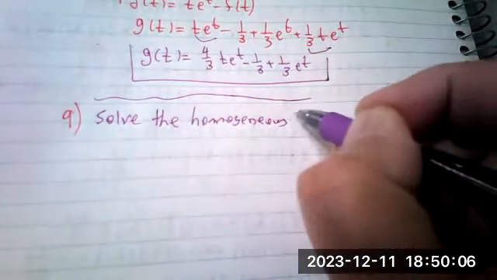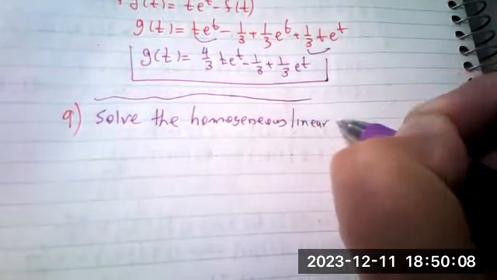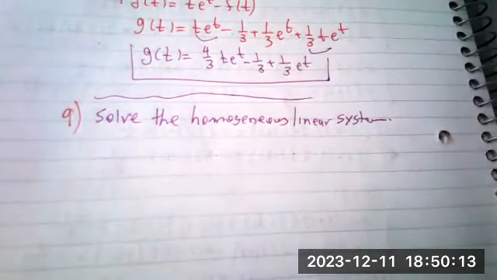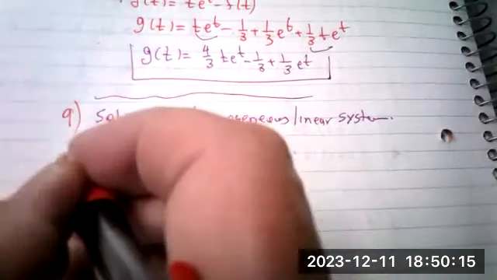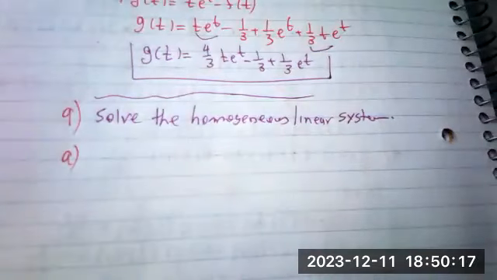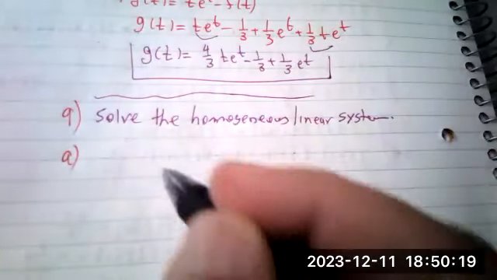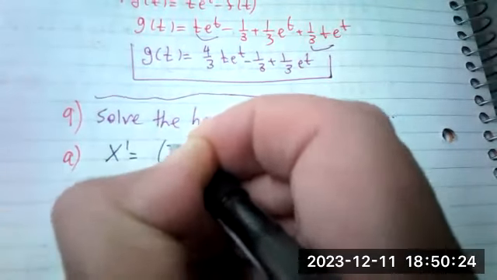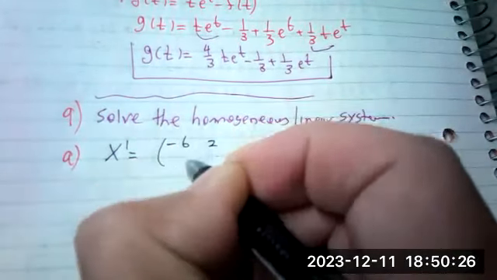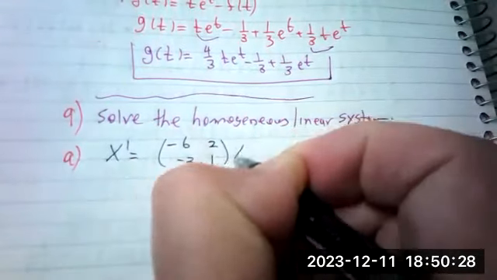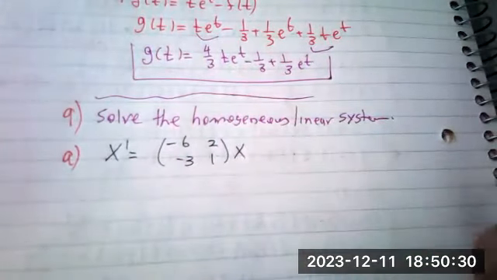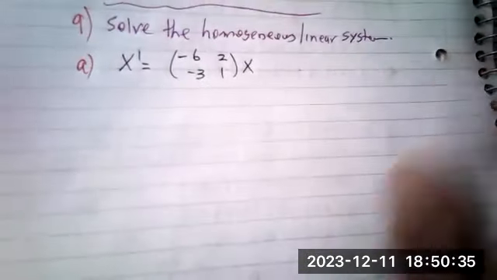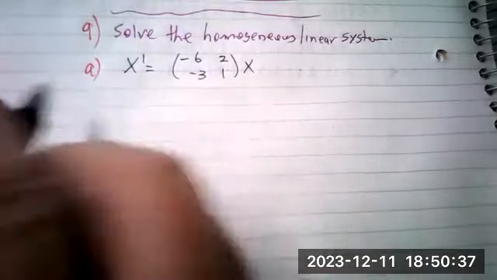We remind you it's a linear system, so this means you can use eigenvalues. Don't try anything else. Quickly, straightforward, I'll give you the result. The first one is x prime equals the matrix negative 6, 2, negative 3, 1 times x. The matrix form is already given to you. Find eigenvalues and continue. You know what to do.